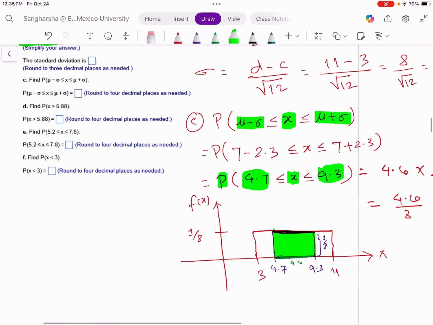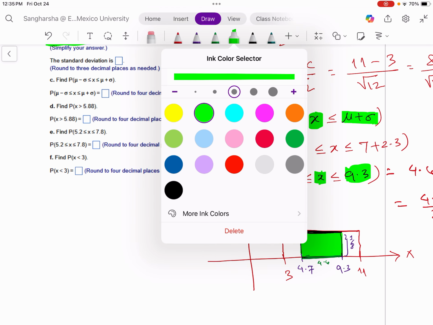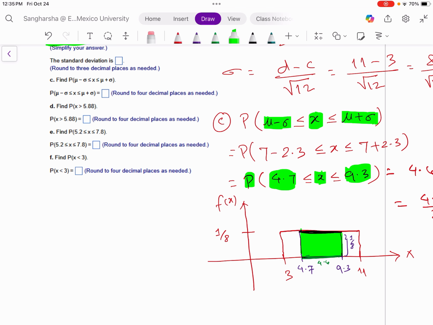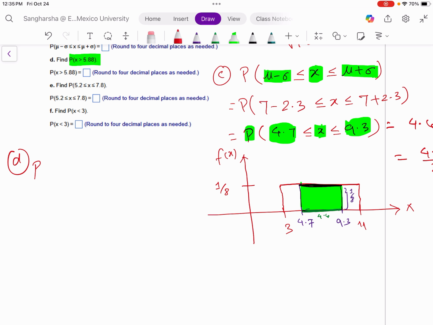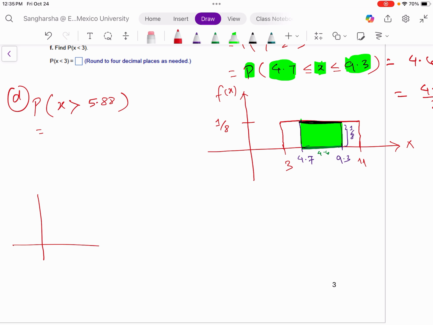Now in part D, we are asked to find the probability that x is greater than 5.88. So in number D, we want to find the probability that our x takes a value greater than 5.88. At first you draw the same uniform distribution. So we have a horizontal line here starting from 3 ending at 11. This is our 1 over 8.